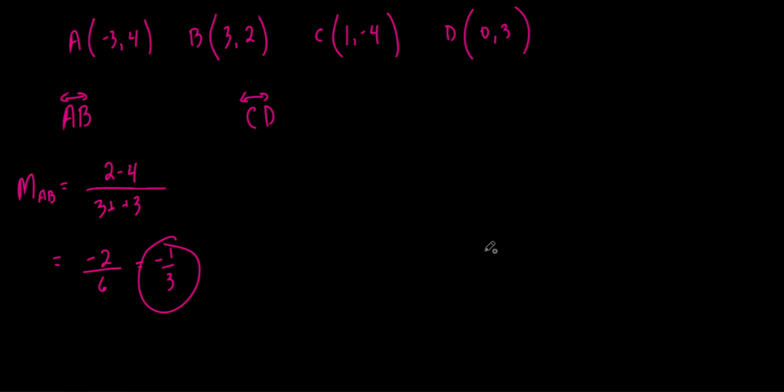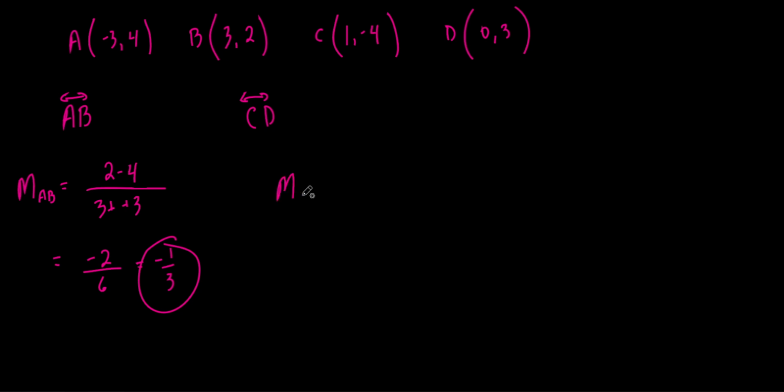So now what we're going to do is find the slope of line CD and then compare them. If they're equal to each other, then those lines are parallel. If they're negative reciprocals of each other, then they're perpendicular. If neither one of those things is true, then we say what? Neither. Good.